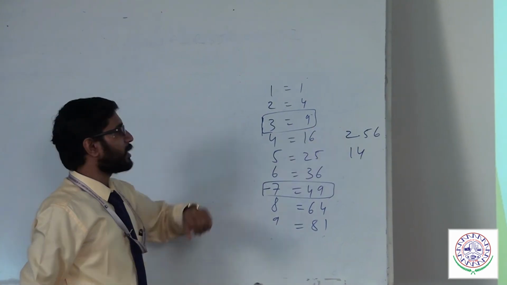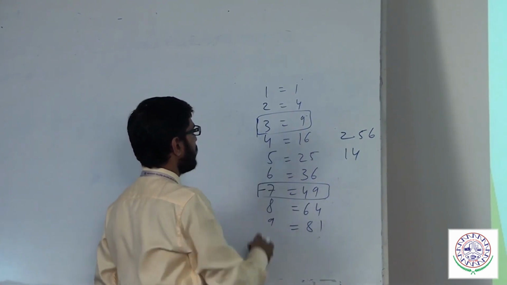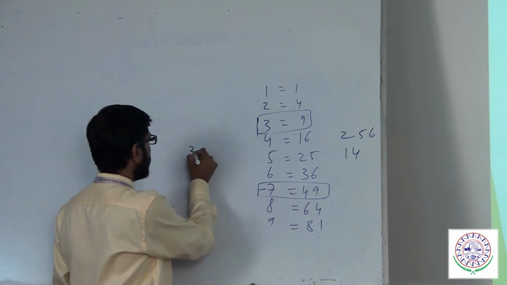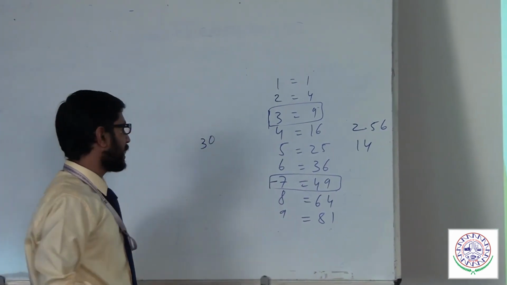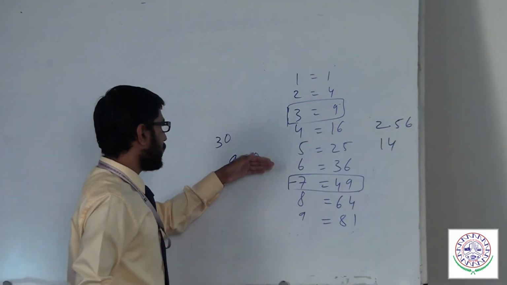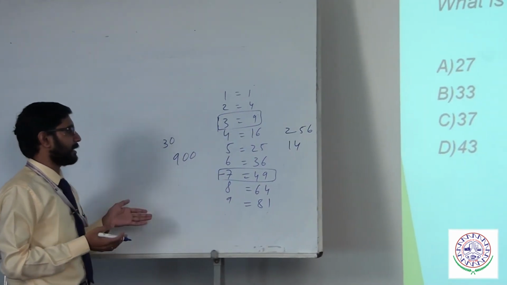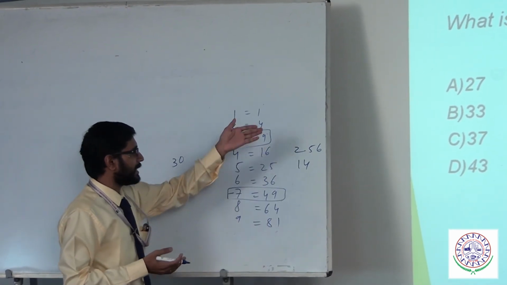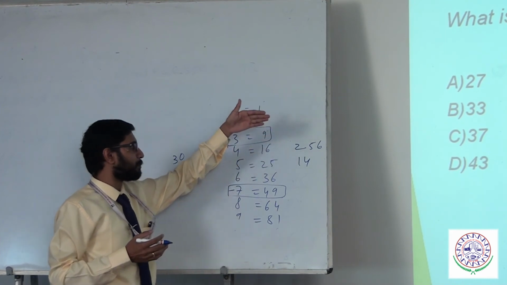If you take this, the number ends with 9. By common sense, if you take 30 square, it will be 900. But it is 729, so the answer should be less than 30. The answer should be less than 30. If you use the elimination method, you can easily discard options B, C and D.